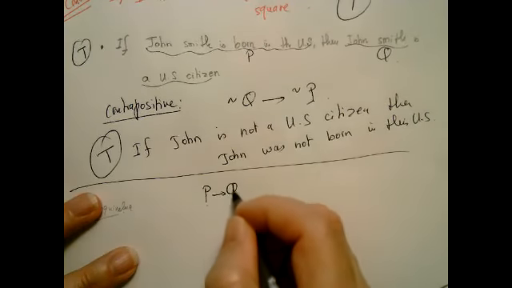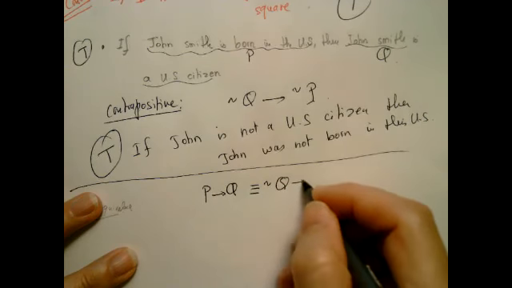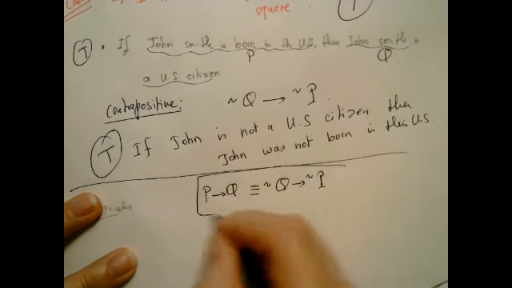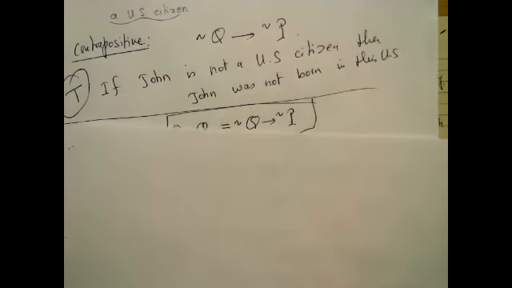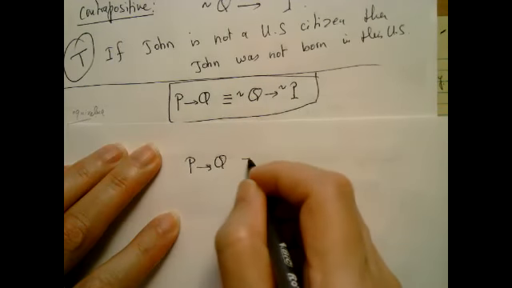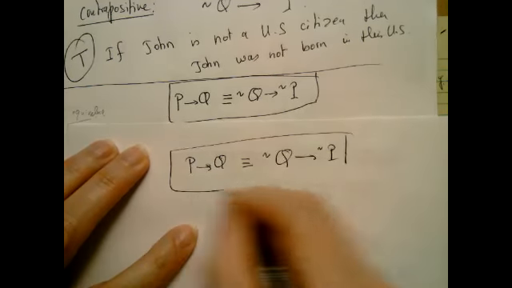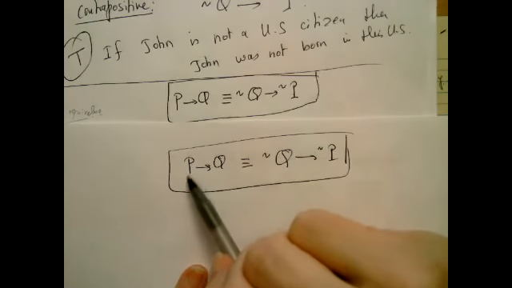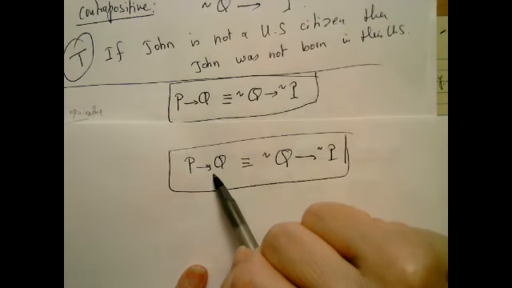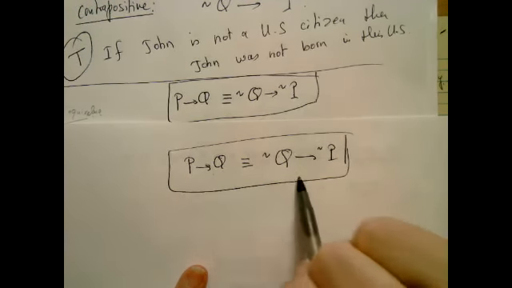An if statement is logically equivalent to its contrapositive. Every statement is logically equivalent to its contrapositive. It means every value of P and Q that make the original statement true will make that true. And whenever this is false, this is false.